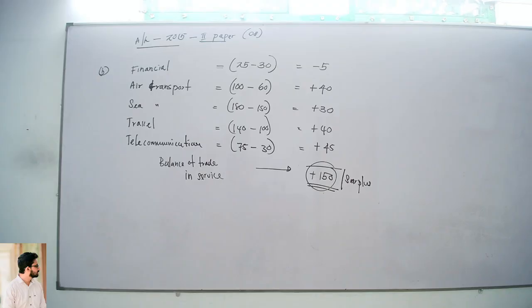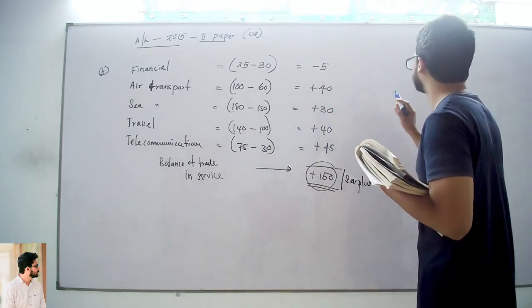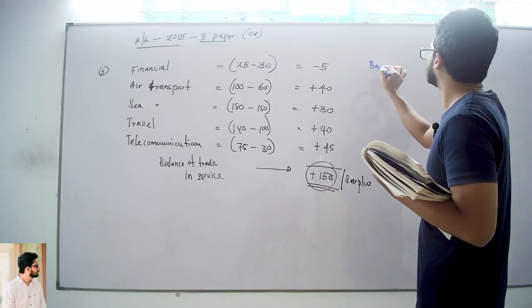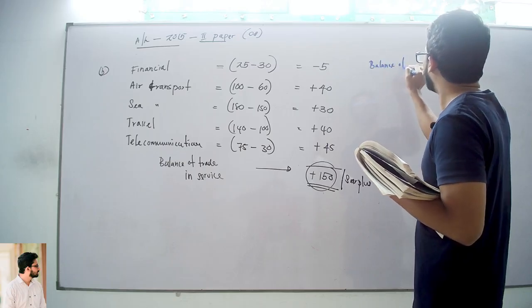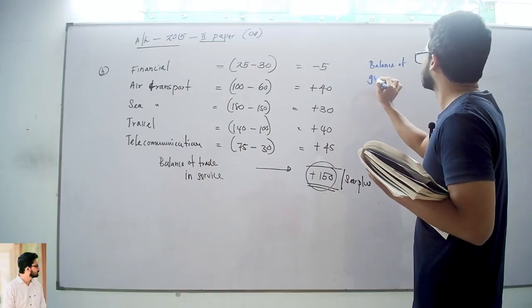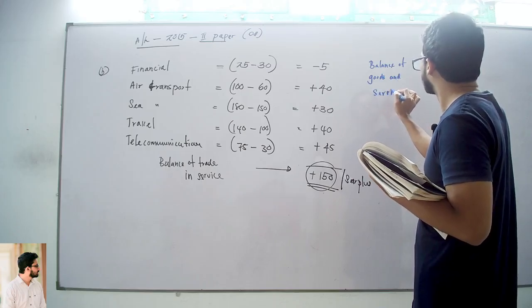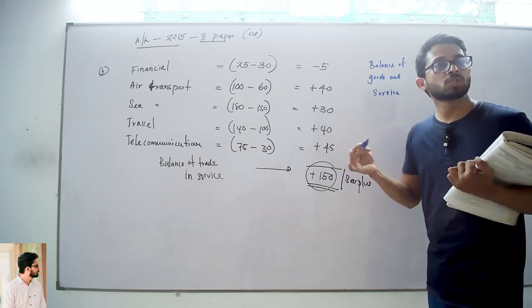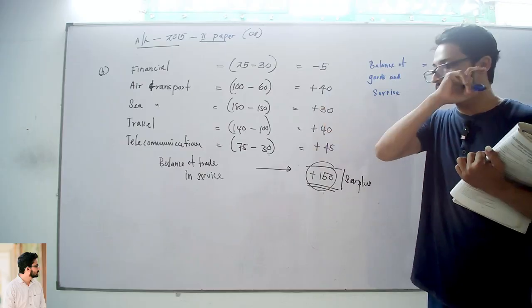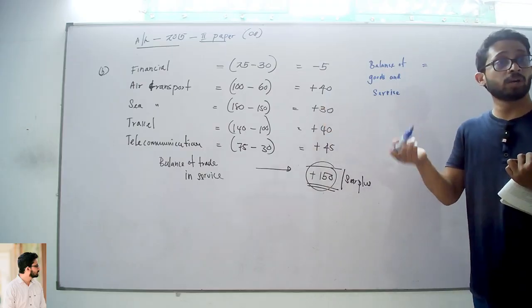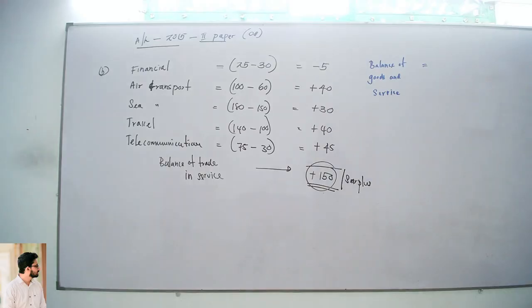Part B asks you to calculate the balance of goods and services both together. This is the answer: balance of goods and services. It means add the balance of the goods account and the balance of the service account together. The balance of the goods account we've already calculated: all credit values, and deduct from that the sum of debit values.